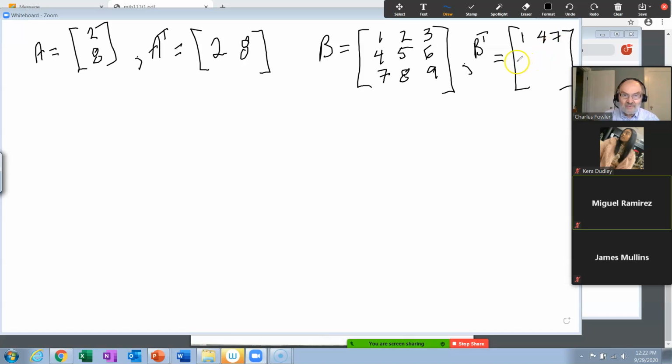Give me the second row. 2, 5, 8. Got it. Third row? 3, 6, 9. Got it. Okay, there's B transpose. Let's do C.